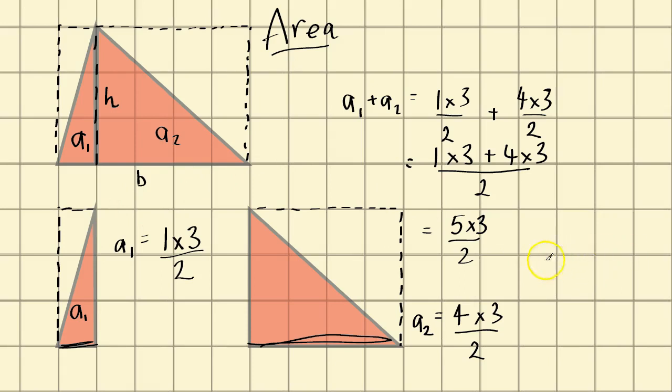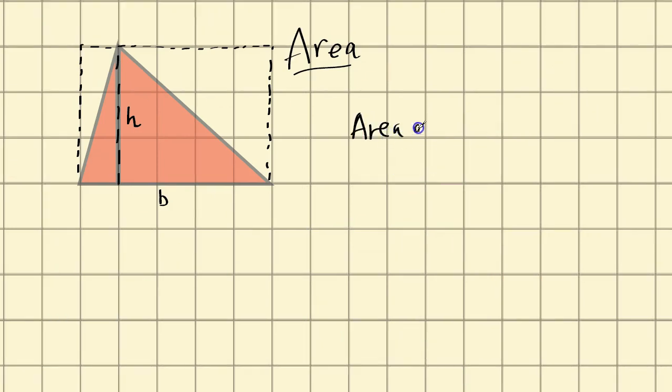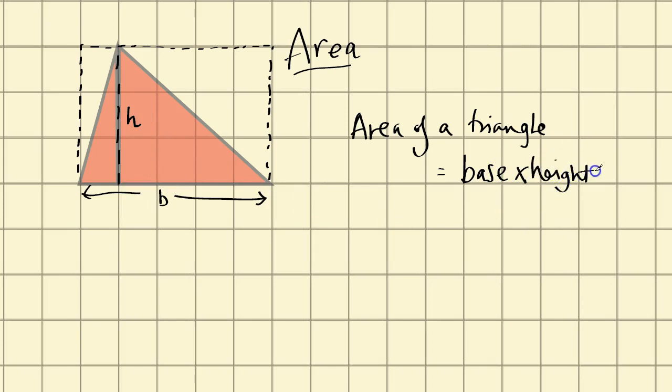Okay, so our general formula for the area of a triangle is the base times the height. In this case it would have been 1 times 3 plus 4 times 3, which gives us 5 times 3, so we get back to that whole base being multiplied by the height. So base times height. And that, of course, would give us the area of the rectangle that contains it. We don't want that, we want half of it.